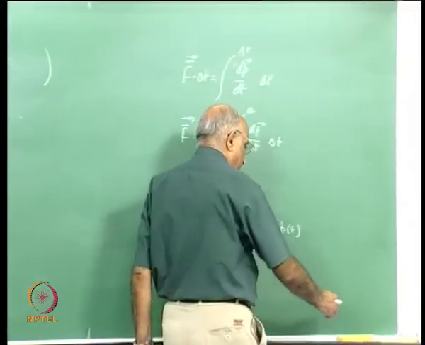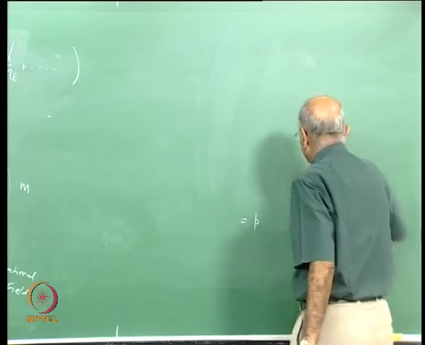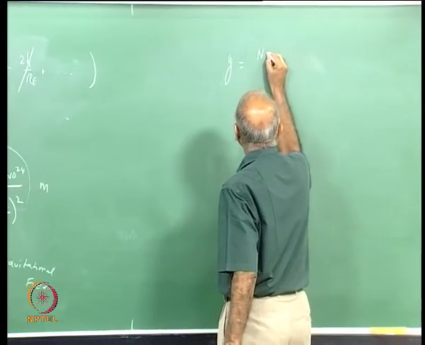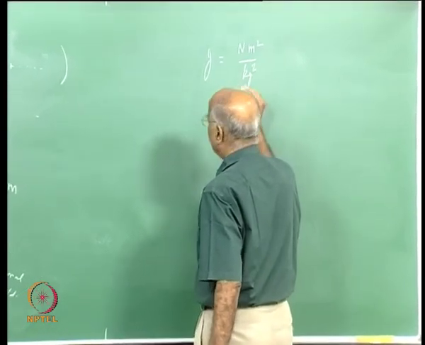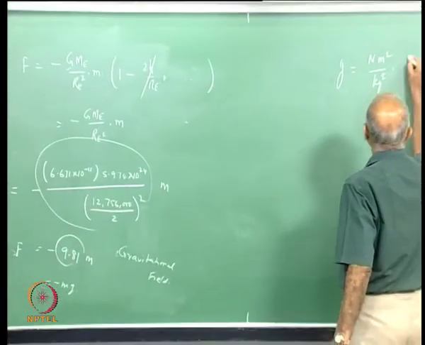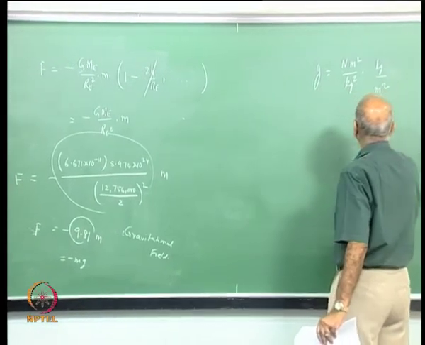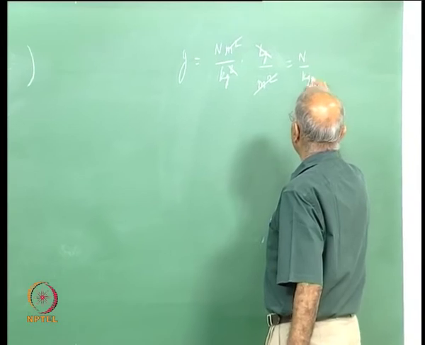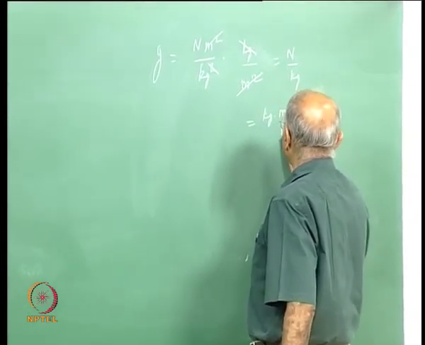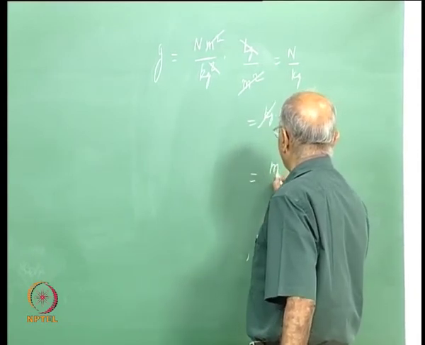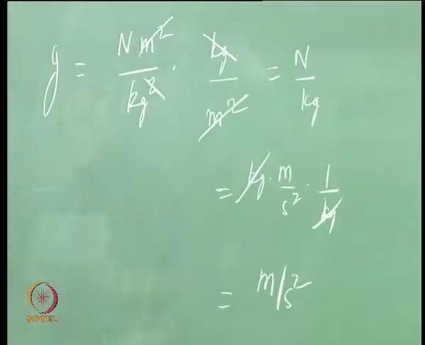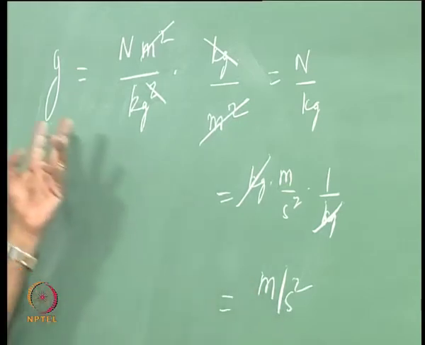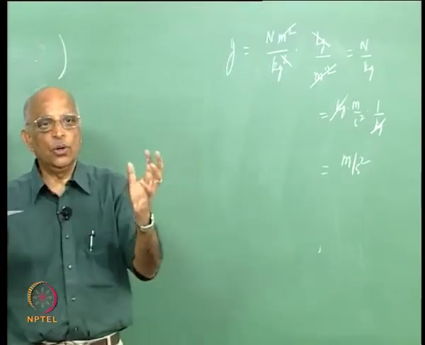We put the expression down. The value of g was equal to G, in Newton meter square per kilogram square, into the mass of the earth in kilogram, divided by the radius of the earth in meter square. Meter square gets cancelled, a kilogram comes here, and you have Newton per kilogram. Newton is equal to kilogram meter per second square, divided by kilogram, and this is equal to meter per second square. Therefore the unit of the gravitational field works out to have units of acceleration, and therefore many people refer to it as acceleration due to gravity, whereas it is just a field due to a particular mass.